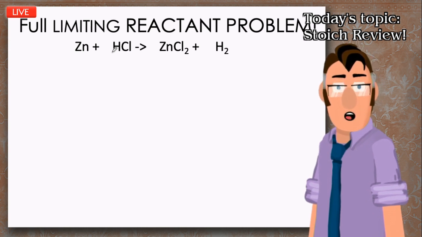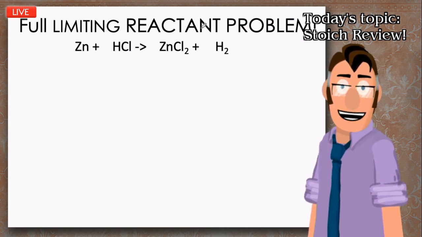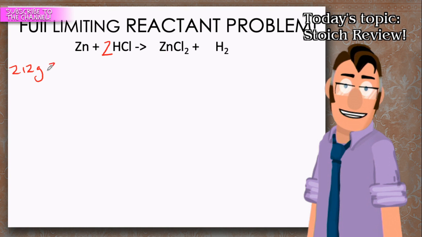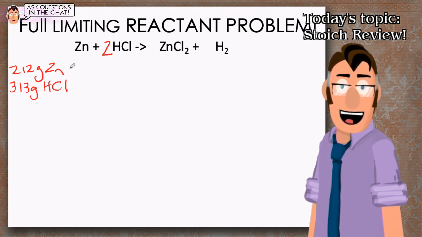I went all the way to the end there. All right, so again, what's the information we're keeping here? We've got our relevant information of 212 grams of zinc and 313 grams of HCl, right? We've got our molar masses.